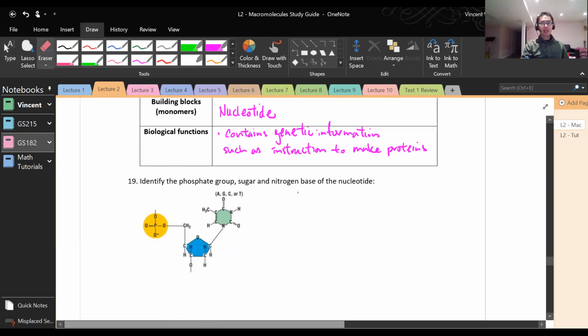So here is a nucleotide, and it has three major parts to it. There is the phosphate group, there is the sugar, and we have a nitrogen base. Okay, so that's one nucleotide.